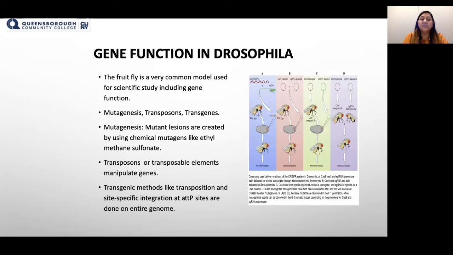In mutagenesis, mutant lesions are created with the help of chemical mutagens like ethyl methane sulfonate. Some transgenic methods that are used consist of transposition and site-specific integration at attP sites on the entire genome. Drosophila is an ideal model system to study because many genetic mutations can be observed with the naked eye, since the female can lay 30 to 50 eggs a day. Thus, it can be used to study genetics and development.